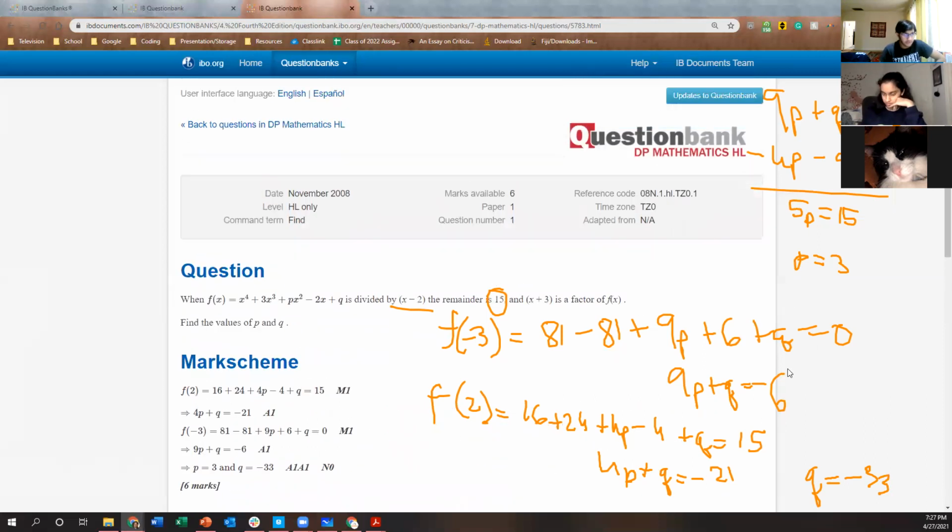This is just a matter of algebra at this point. But you want to remember the remainder theorem and be very, very careful about plugging in. If it's x plus 3, be careful about plugging in x minus 3. Or I mean, negative 3 into f of x.